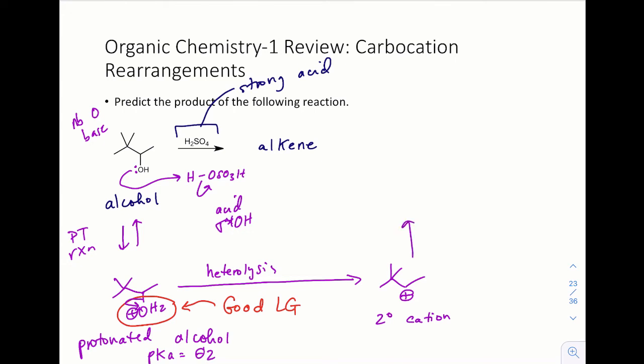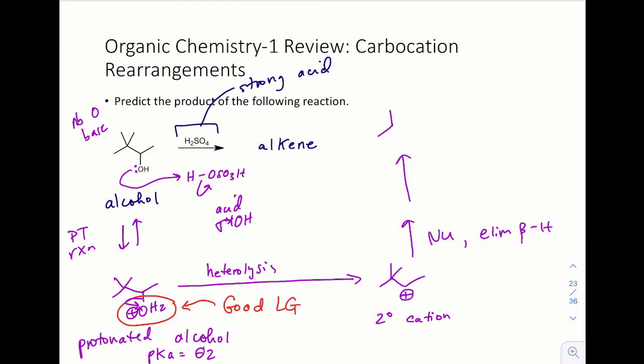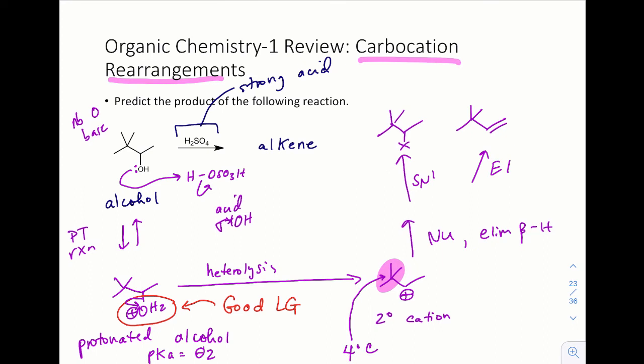Now we might just keep going here. We might look for a nucleophile or look to eliminate a beta hydrogen from this cation to get either a substitution product via an SN1 or an elimination product via an E1. However, whenever there's a cation, we should be looking out for carbocation rearrangements. There are 4 patterns of carbocation rearrangement that you will review as part of your Organic Chemistry 1 review. And this substrate represents one of those patterns. There is a secondary cation adjacent to a quaternary carbon.